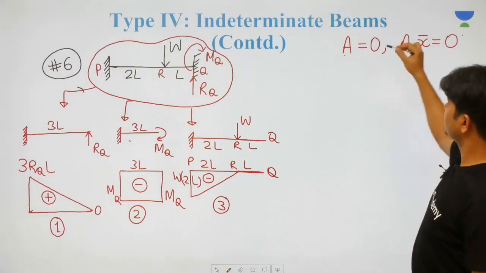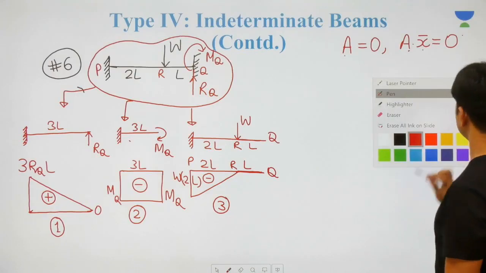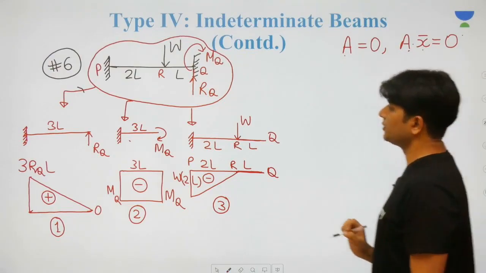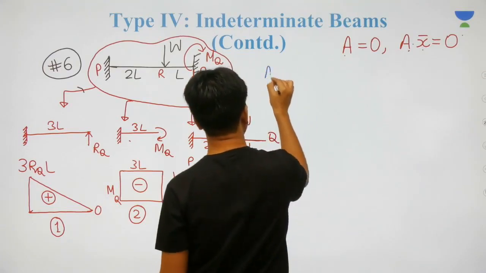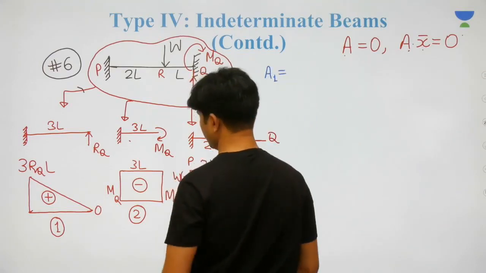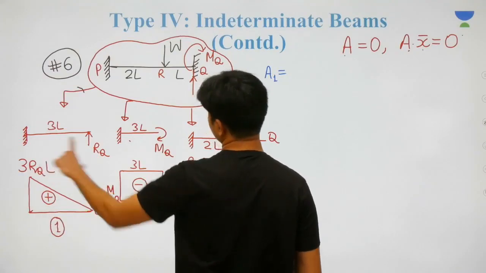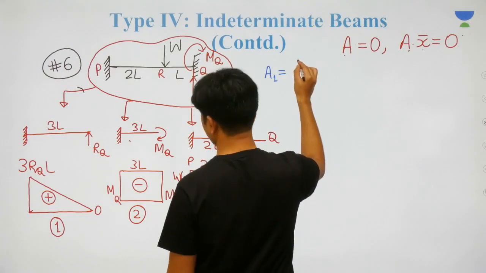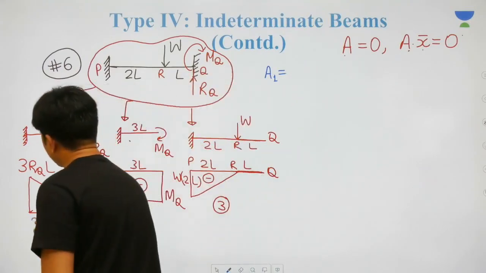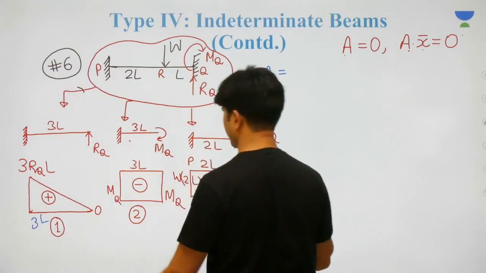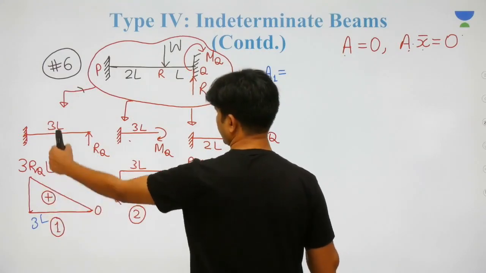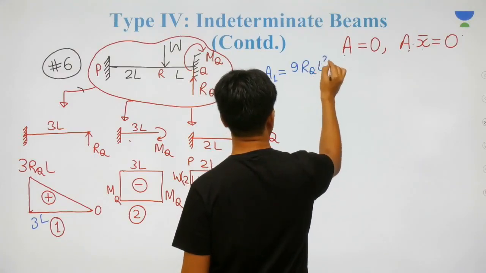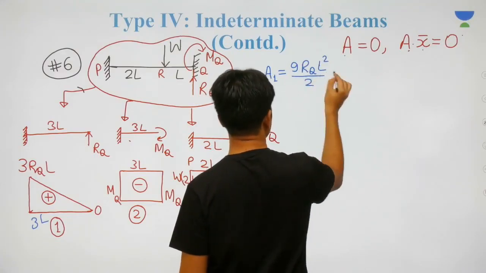Now before we can use these two conditions, my dear friends, we'll have to determine these areas. So one by one, turn by turn, let us determine these areas. Area number 1 will be half into 3L into 3RQL. Calculating that, 3 and 3 is 9, so 9RQL square divided by 2, because I'm using half into base into height.